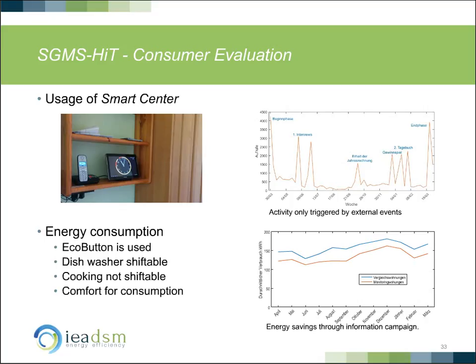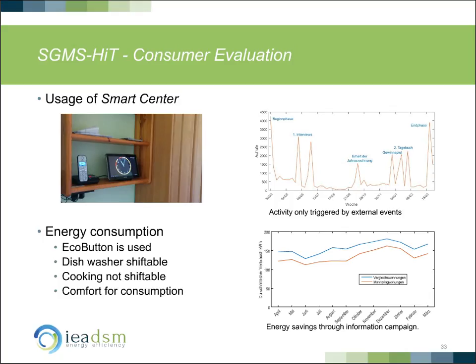So we have two aspects here. We have the automated demand response and we have the behavioral changes in the demand response. What you actually see is the outcome of the consumer evaluation. You see here the typical usage of this forecast watch in the smart center, they called it. And you can see on the right upper side the activity on the website where the customers can inform themselves about their electricity consumption and about their actual price and the bill. And you see that the activity is only triggered by certain events, when they introduced some interviews or sent the bill out and so on.